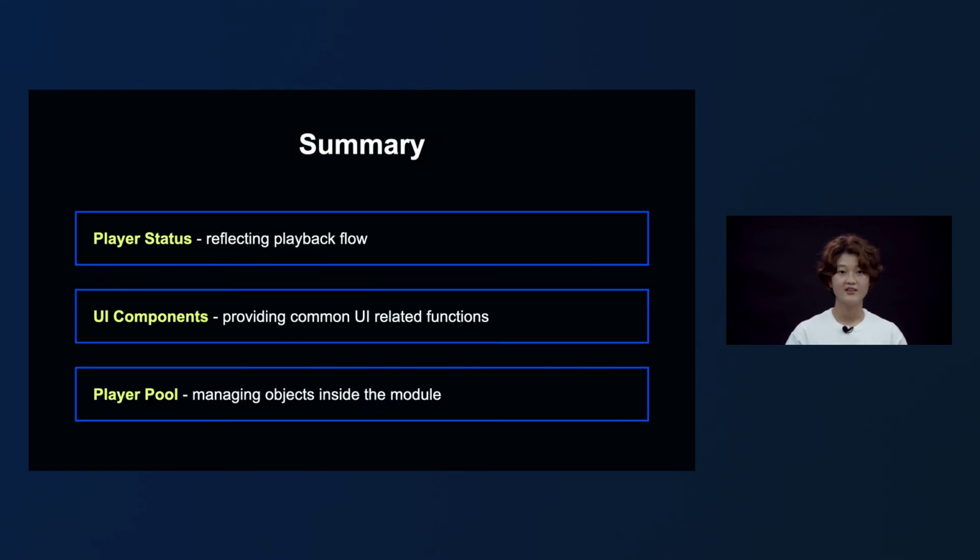To sum up, let's review the three approaches that have been discussed. First, by defining player status and showing the playback flow, we can understand better how the player module works. Also, UI parts can be implemented with little code when some commonly used UI components are provided. Last, the handling of exceptions is made easier by managing objects inside the player module using the player pool.